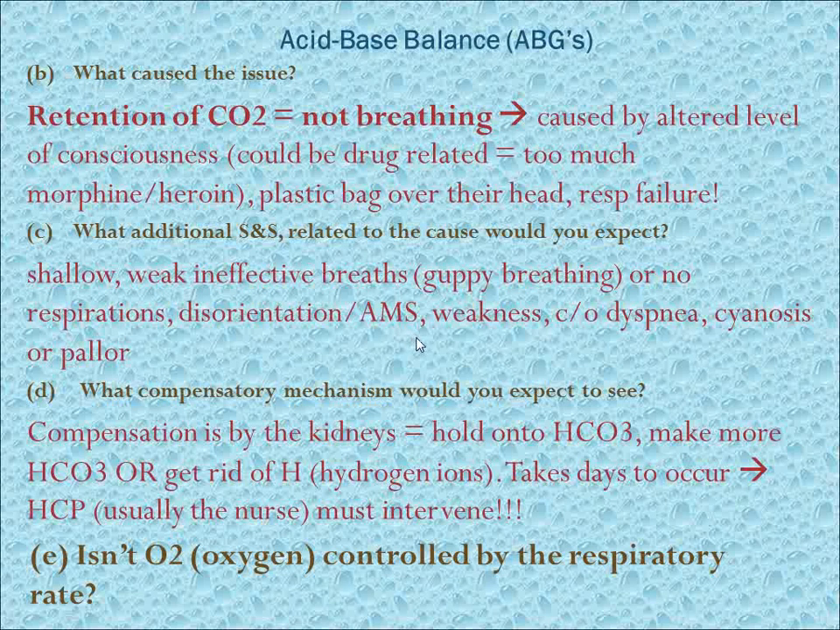Once we've determined the naming of the ABG, now we've got to figure out, well, what would have caused the issue? And if you look back on those ABG values, it's pretty obvious. What's caused the issue? The respiratory acidosis and its retention of CO2. What would cause an individual to retain CO2?